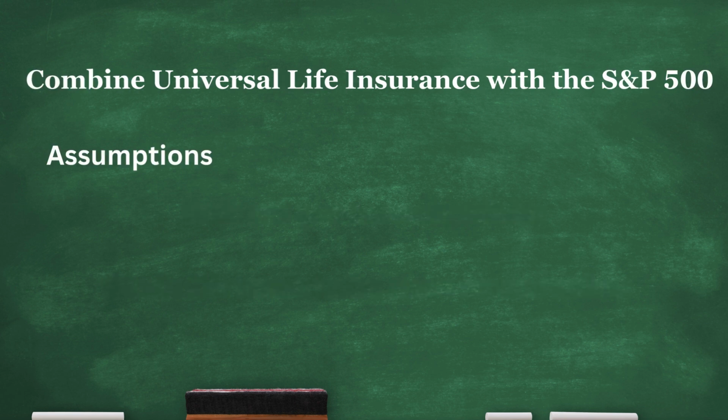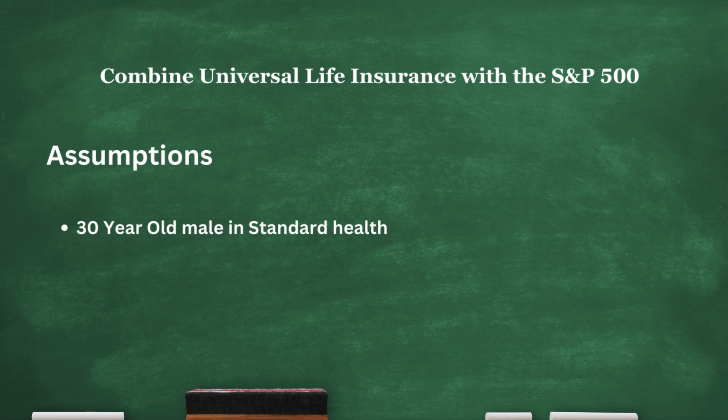A couple of things we have to start out with are the assumptions on how this is going to work. One, we're going to take this from the perspective of a 30-year-old male in standard health. They have to be able to get at least a standard health rating or better on an insurance policy for these numbers to work.